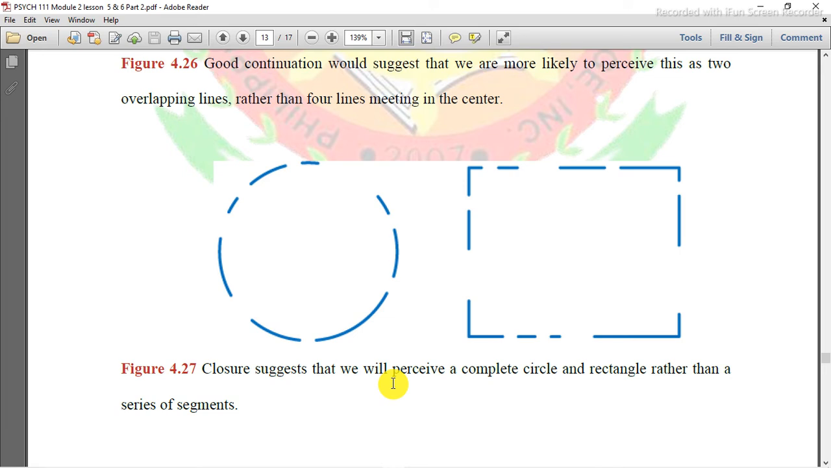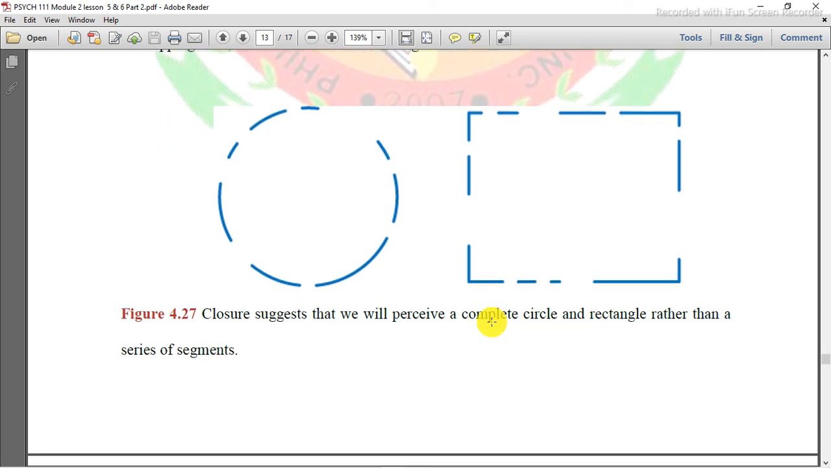Closure suggests that we will perceive a complete circle or rectangle rather than a segment. So example, pag may nabuo na siyang parang figure, pasok din ito yung figure-ground principle na parang may nabuo na siyang figure. So most likely, malalaman, parang circle yan. Malay mo, star siya. Okay, so at some point, there is a figure-ground na mangyayari dito.